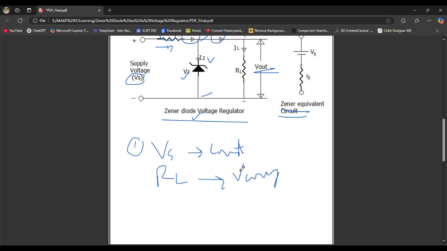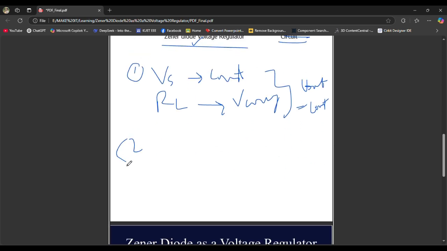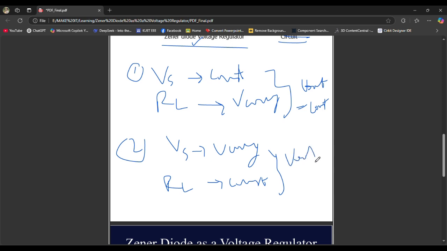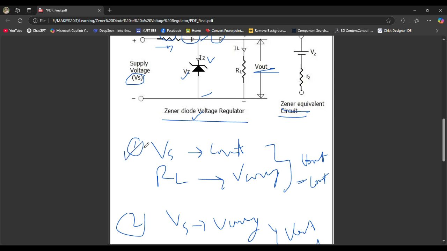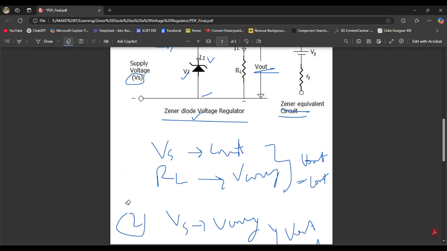So this is case 1. Output voltage will be constant, right? And another case is that we will vary the input voltage or the supply voltage, and we will keep the load resistance constant. And in this case also, output voltage will be constant, and for all the cases it will be Vz. So let's take case 1 at the very first time.